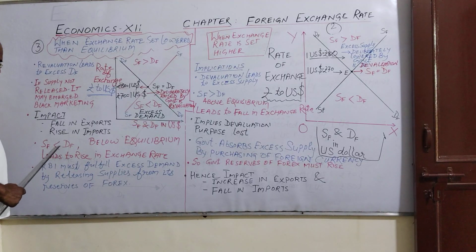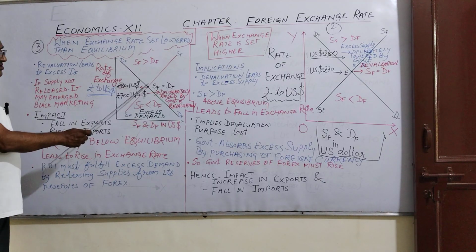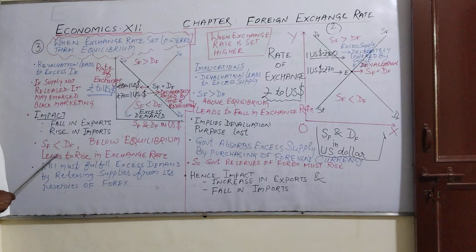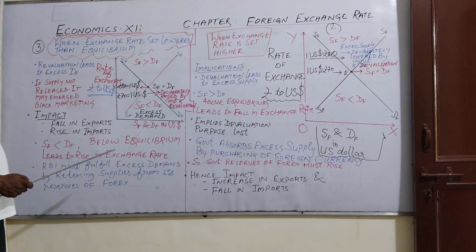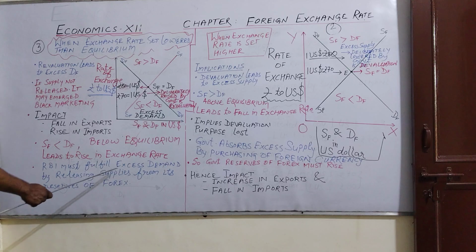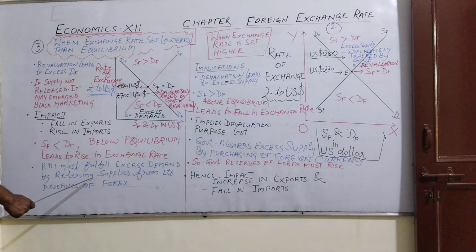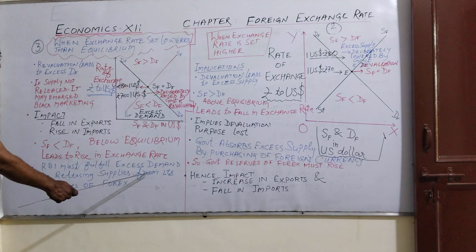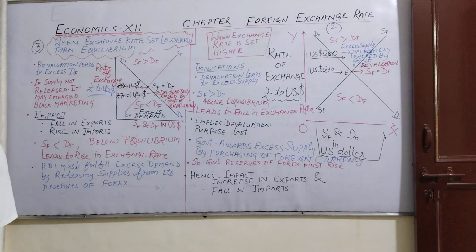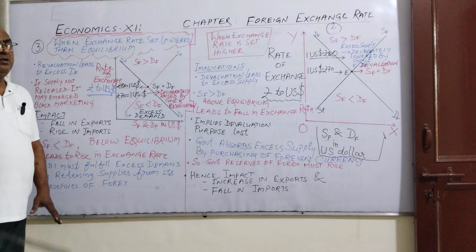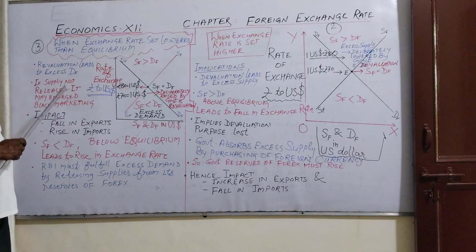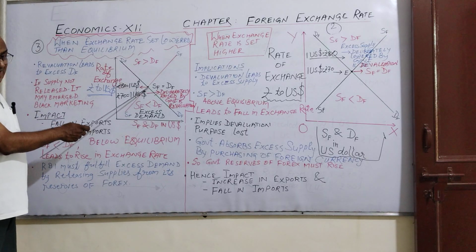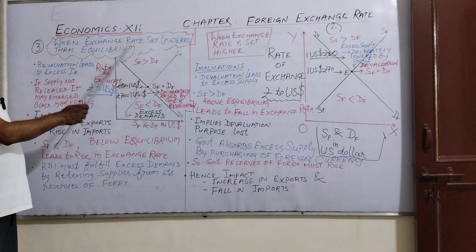Then SF less than DF, which is below equilibrium level, leads to a rise in exchange rate. जो exchange rate वो बढ़ जाएगा. Then RBI must fulfill the excess demand by releasing supply from its reserve of foreign exchange. So whatever foreign exchange reserve RBI has, if they can, they must release. Only then will the equilibrium exist. So this is the situation.